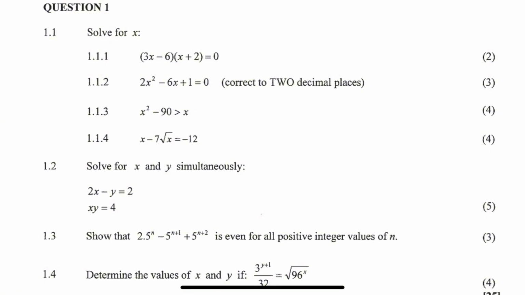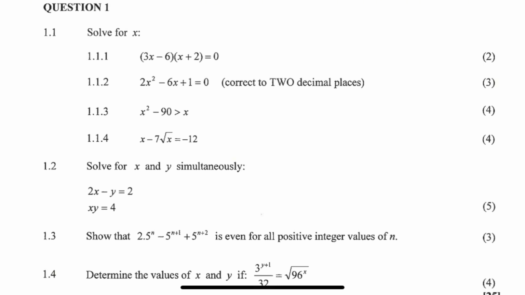Okay, let's go to 1.3 now. Now 1.3 says, show that 2 times 5 to the power n minus 5 to the power n plus 1 plus 5 to the power n plus 2 is even for all positive integer values of n. So for all positive integer values of n, this expression must be even.